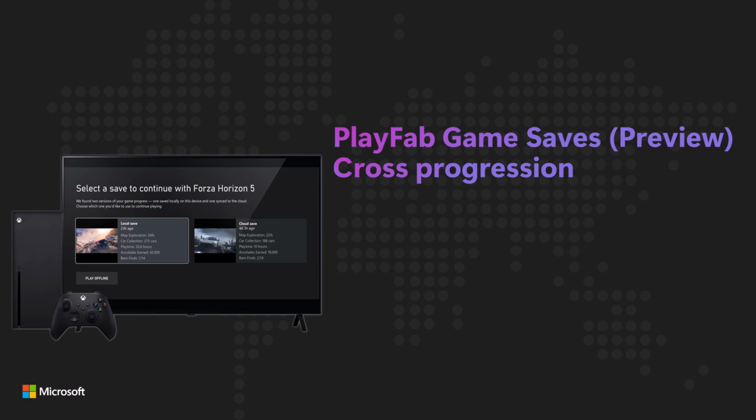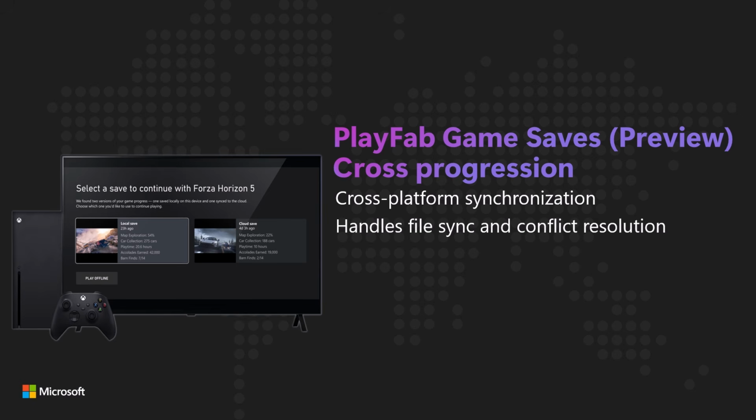PlayFab Game Saves Preview, Cross Progression. PlayFab Game Saves lets players continue their game when switching between Xbox and Steam. With support planned for additional devices and stores over time, the service handles both file synchronization and conflict resolution. For developers, it provides a cross-platform persistence layer, so you don't have to build your own sync and conflict logic. It also fully supports offline play, so players maintain a single point of progression.